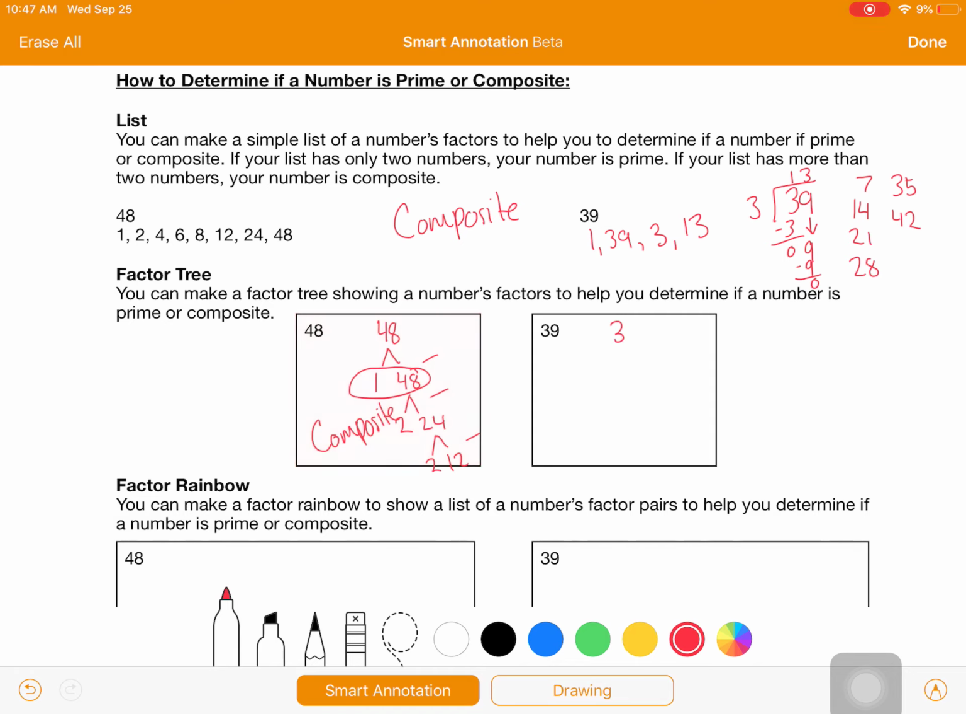So I know off the top of my head that that is composite just by making this factor tree. If I were to make my factor tree of 39, I would have 1 and 39, and then we already decided that 39 was divisible by 3, so 3 times 13. I couldn't keep going because both 3 and 13 are prime numbers, but because I have a second branch, I know that 39 is a composite number.